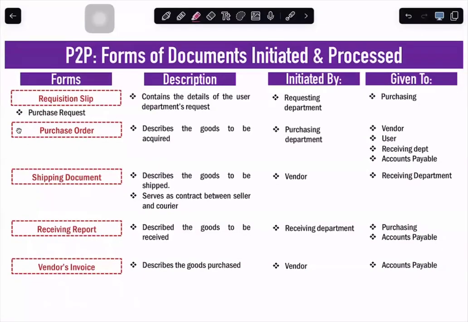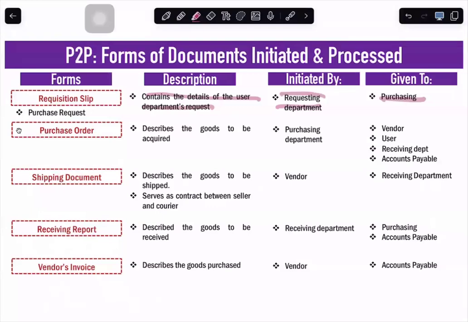So since we're done with the different departments, let's look now into the different documents that are initiated and processed by this particular transaction cycle. So first one, requisition slip. So requisition slip, we said earlier, that is your purchase request, right? That lists down the different items that a particular department wants the purchasing department to purchase. Therefore, it contains the details of the request of a particular department. It is initiated by the requesting department, and we said it will be given to the purchasing.